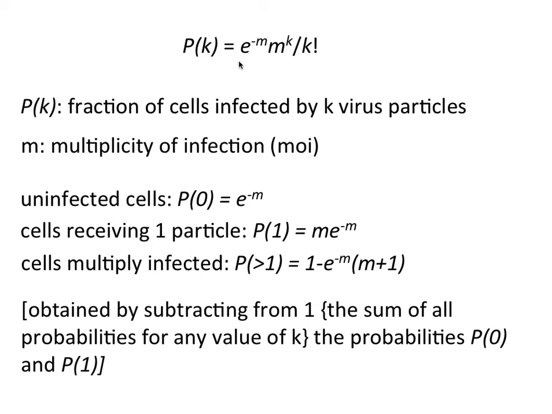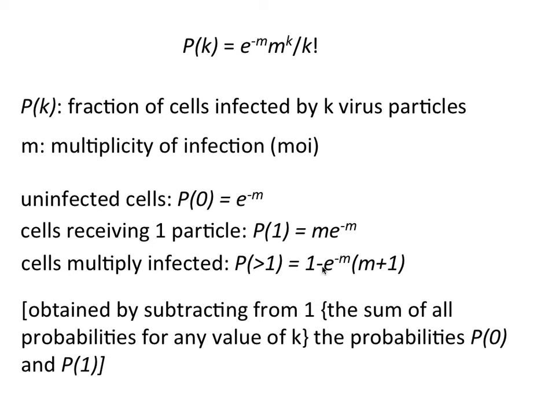And the way you do that is you use this equation, e to the minus m. M is the multiplicity of infection, and k again is the number of virus particles. So it's e to the minus m, m to the k power over k factorial. So we can simplify this and show you some of the examples here. For example, uninfected cells is P0. That simplifies to e to the minus m. Cells receiving one particle, P1, is m times e to the minus m. And multiply infected cells, P greater than 1, can be calculated by this formula.